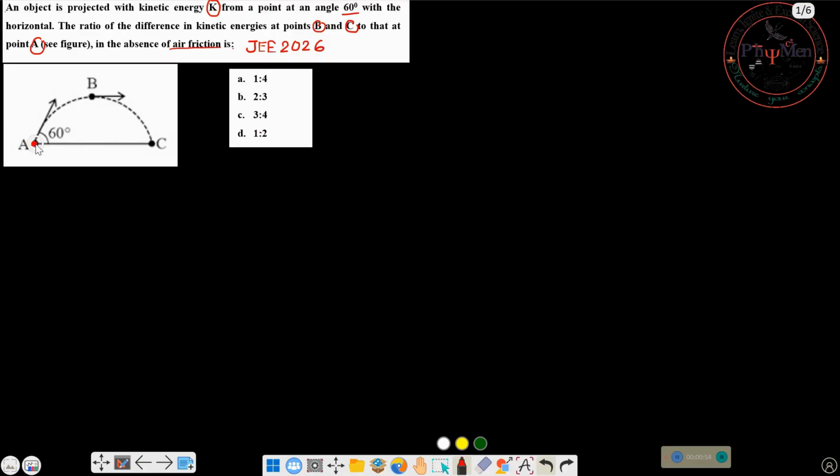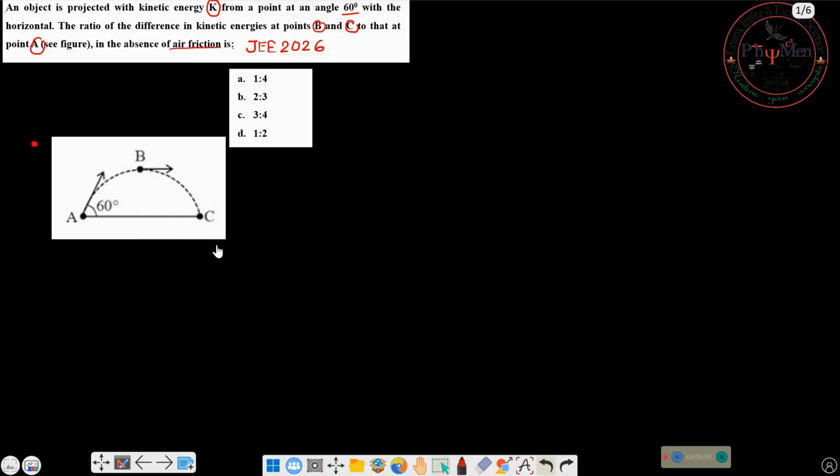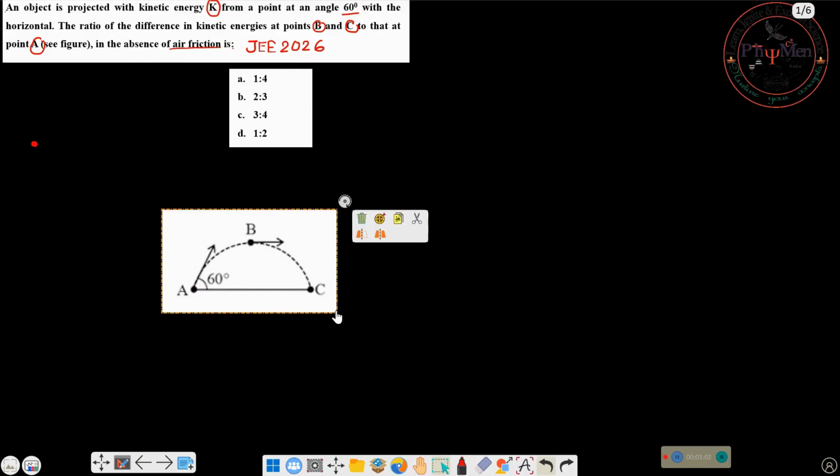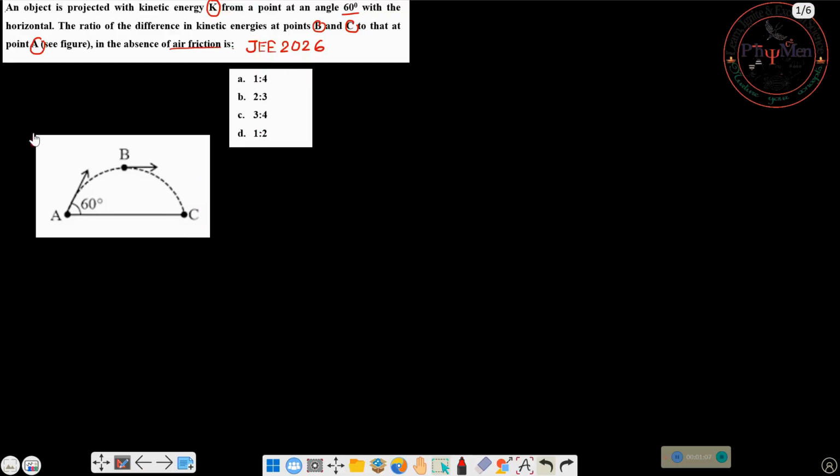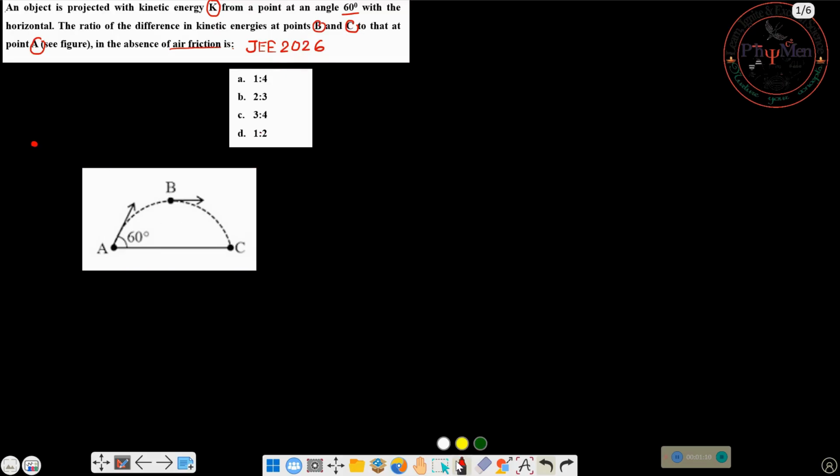Okay, so one object is projected from this point A. Let me take this image here. From this point A, with kinetic energy K. Okay, kinetic energy is K at point A. Kinetic energy is equal to K.